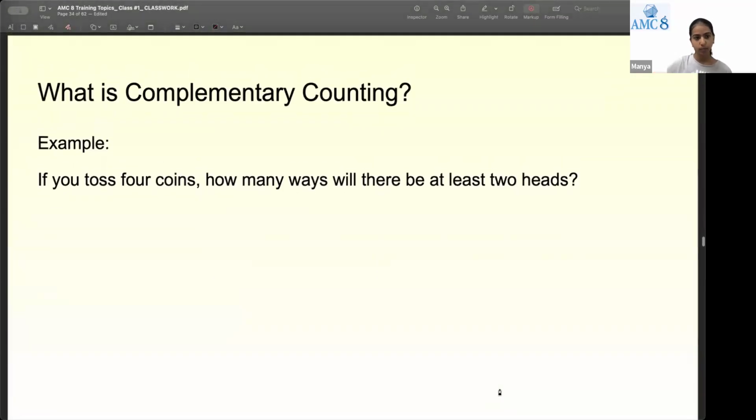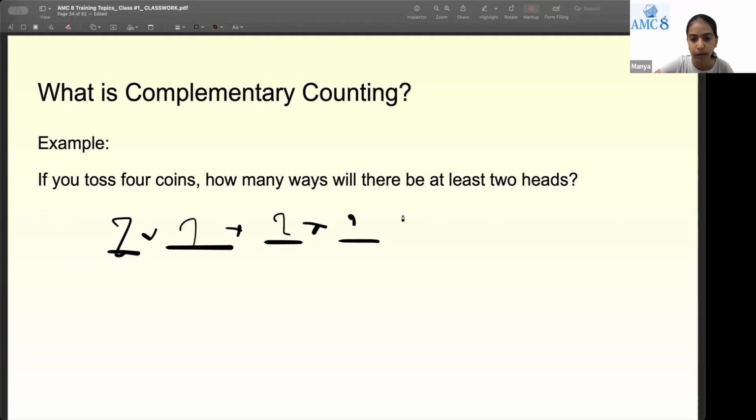So that's the first example. For the second example, if you toss 4 coins, how many ways will there be at least 2 heads? It's basically the same question, but just slightly different. So we still have the same total, 2 times 2 times 2 times 2, which will be equal to 16. So 16 is still the total.